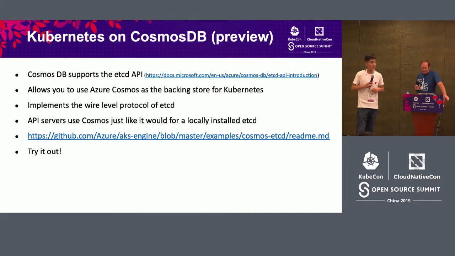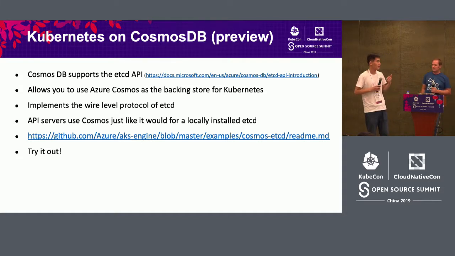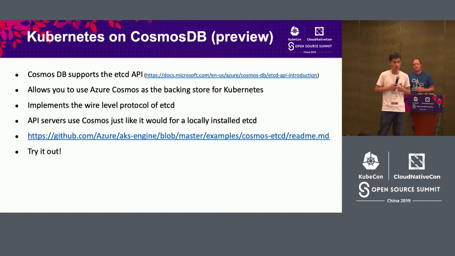Yeah, and the next is about running your Kubernetes with CosmosDB. CosmosDB is a globally distributed database on Azure, and it now supports a preview feature. It provides the etcd API, so you can use CosmosDB as the storage backend of your Kubernetes cluster.